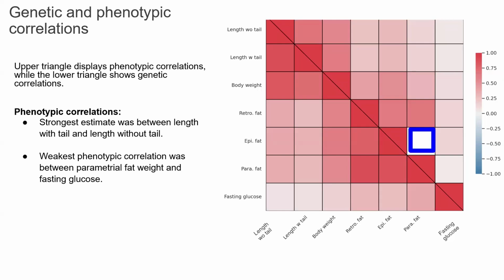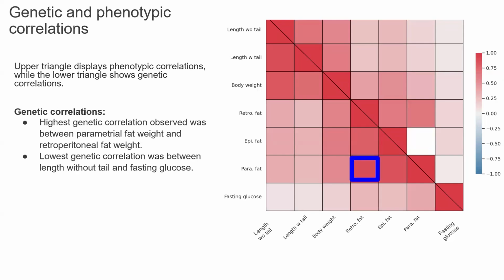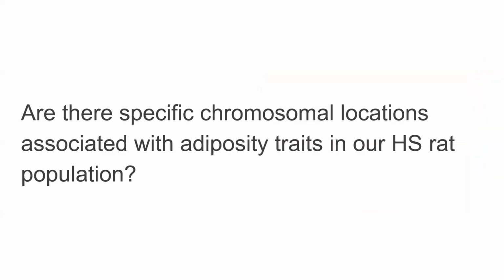Here we have no estimate for phenotypic correlations because epididymis fat weight and parametrial fat weight are sex-specific traits, so they're not measured in the same set of individuals. The highest genetic correlation was observed between parametrial fat weight and retroperitoneal fat pad weight, and the lowest was between length without tail and fasting glucose.